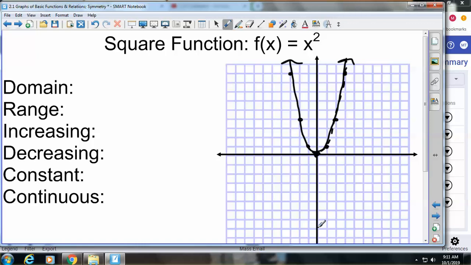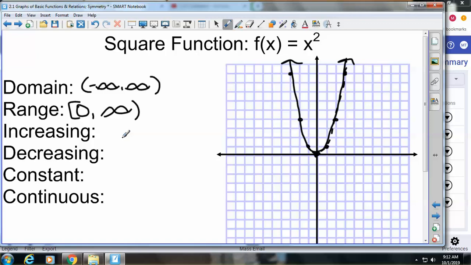Alright, domain. What x values does this one hit? Right. As we keep going, it's just going to get wider and wider, so it will hit everything. Range. What y values does that hit? Starting at 0 and then going up. Bracket or parenthesis at 0? Bracket, because it does touch the 0. Then it goes up forever.